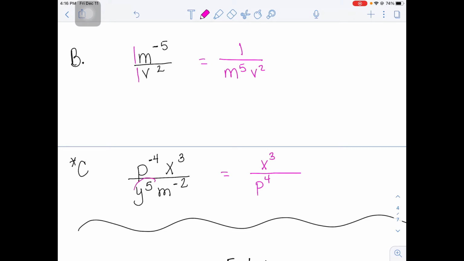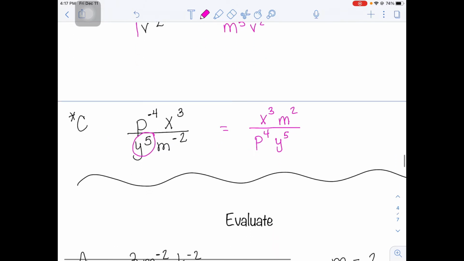Now let's look on the bottom. We have y to the 5th. Perfectly happy where he is. We can leave him in the basement. M to the negative 2, not happy. They need to go upstairs. Okay, so now we have our simplified expression, or our simplified monomials here.